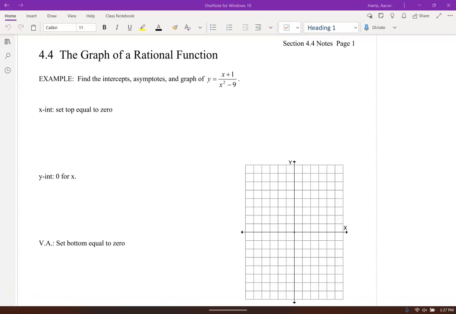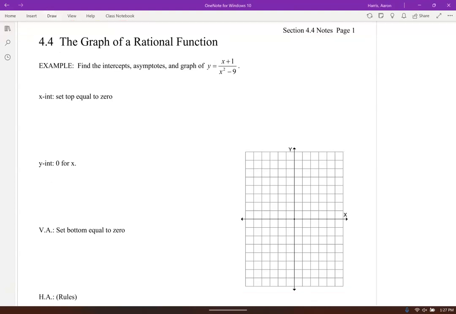So the graph of a rational function. A rational function, we've got a polynomial over another polynomial. Anytime we find our x-intercepts, we're always going to let y be 0, right? So we go ahead and let y be 0. Our x-intercepts come from the numerator, right? If that's 0, then this will be true.